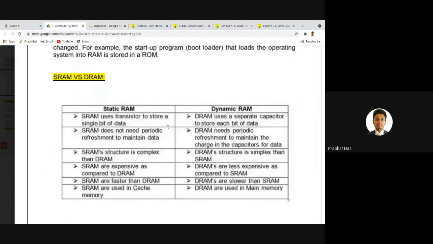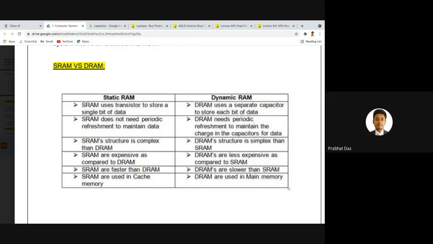Static RAM does not need periodical refreshment to maintain the data; it need not be refreshed each and every time so that it can store the up-to-date data. But in case of dynamic RAM, periodical refreshment is required. Static RAM structure is more complex than dynamic RAM, and dynamic RAM structure is simpler. Static RAMs are expensive, dynamic RAMs are less expensive. Static RAMs are faster, dynamic RAMs are slower. The best example of static RAM is the cache memory, and the best example of dynamic RAM is the main memory that we have.